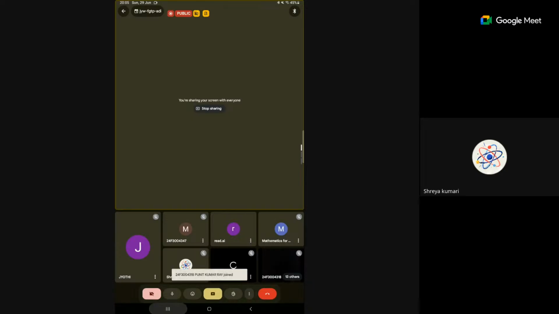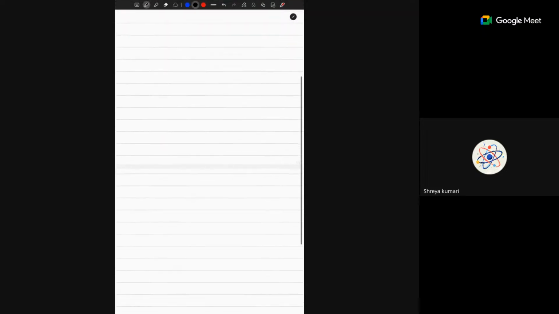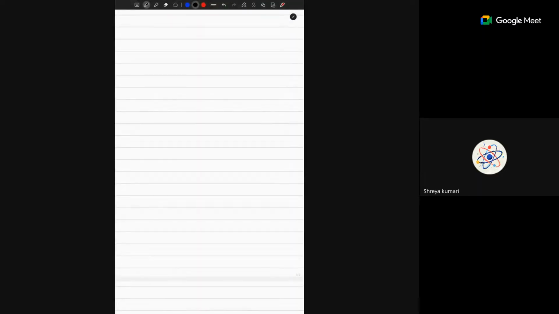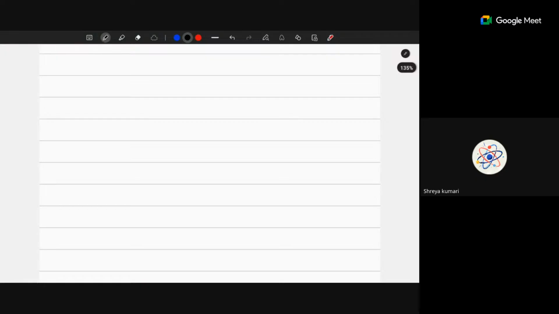All right. So is everyone able to see the shared screen? And am I audible to everyone? Yes, sir. But sir, can you change the layout? Okay, you want landscape? Yes, sir. I will do that. Okay, is this good? Yes, it's fine.